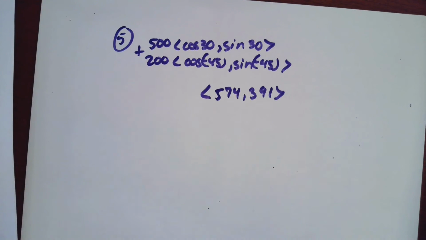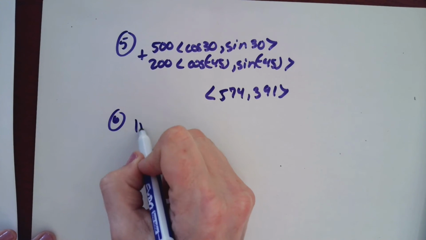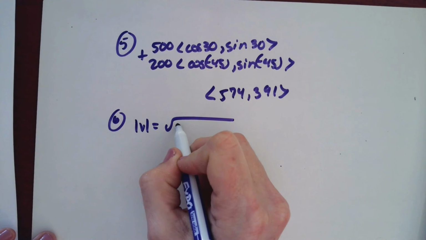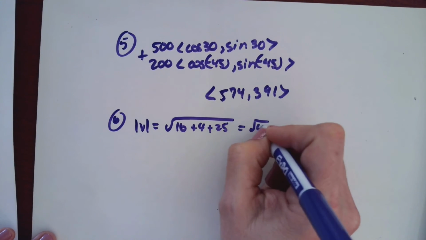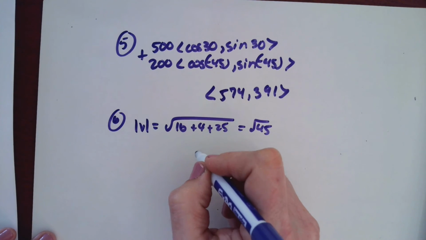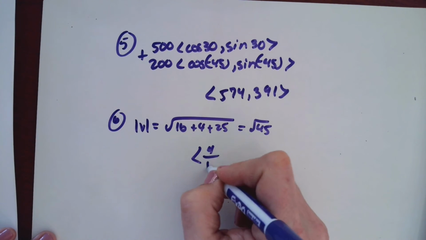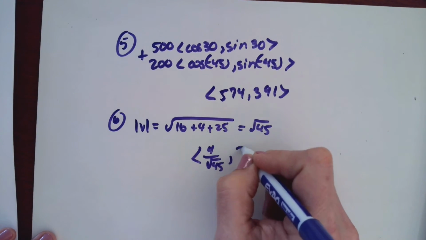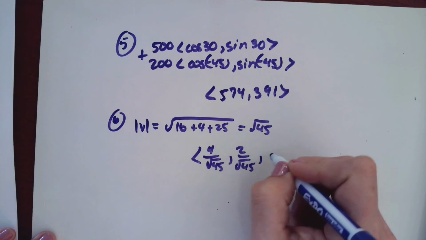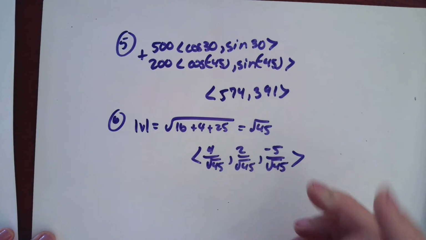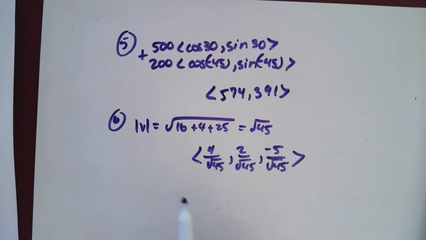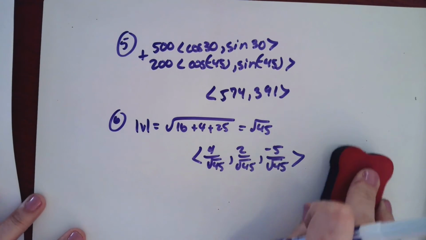All right, number 6, a unit vector. So number 6 has a 3-dimensional vector. So the magnitude of that vector is square root of 16 plus 4 plus 25. So it's the square root of 45. So it wants a unit vector. So the unit vector is going to be 4 over radical 45, and then 2 over radical 45, and then negative 5 over radical 45. So that maintains its direction, but it makes its magnitude equal to 1. And of course, you can reduce the radical 45 and rewrite it differently, but it's fine.